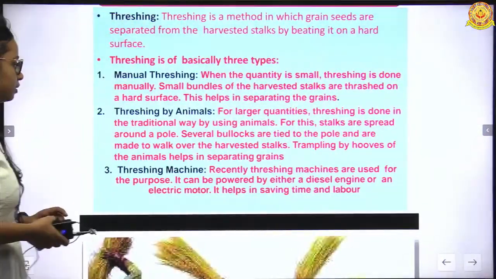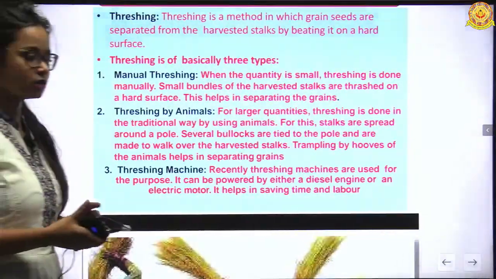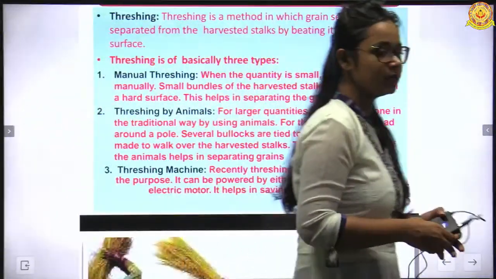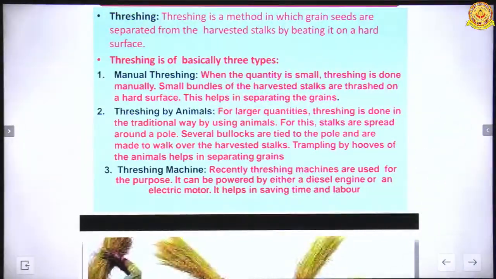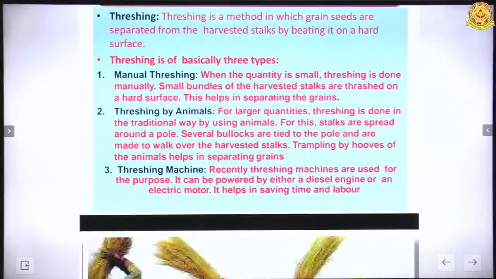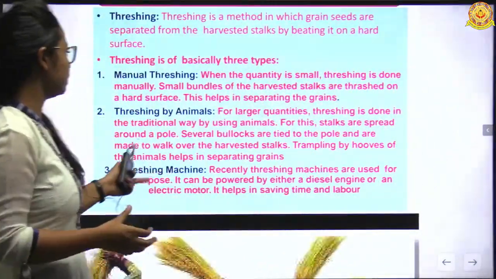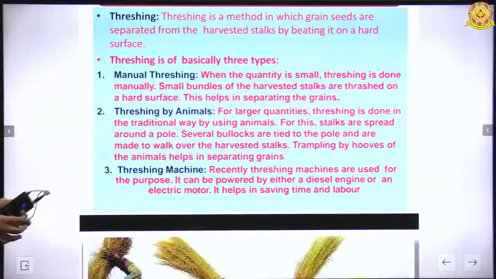And third is threshing by machine. The threshing machine is basically called a thresher. Recently, threshing machines are used for this purpose. It can be powered by either a diesel engine or an electric motor. It helps in saving time as well as labor. So these are the 3 basic methods by which you can do threshing.